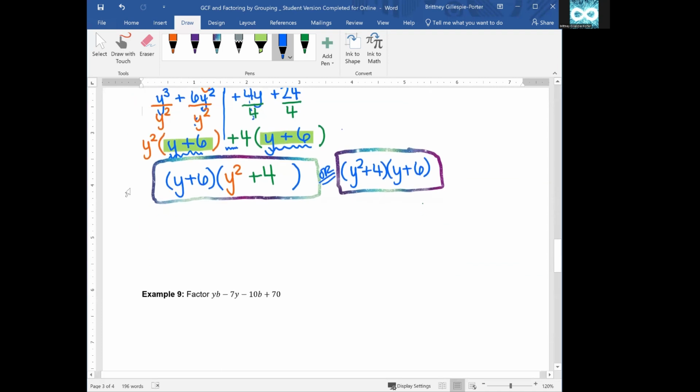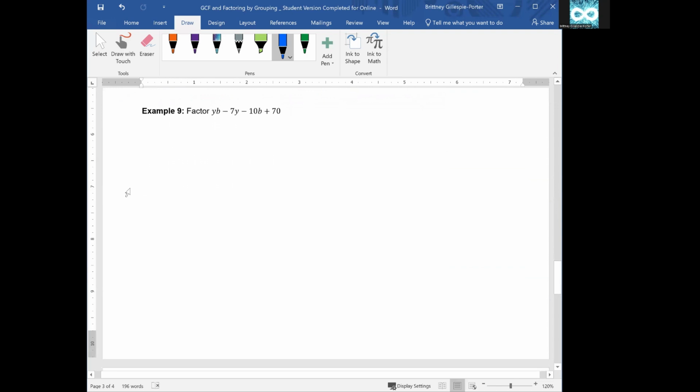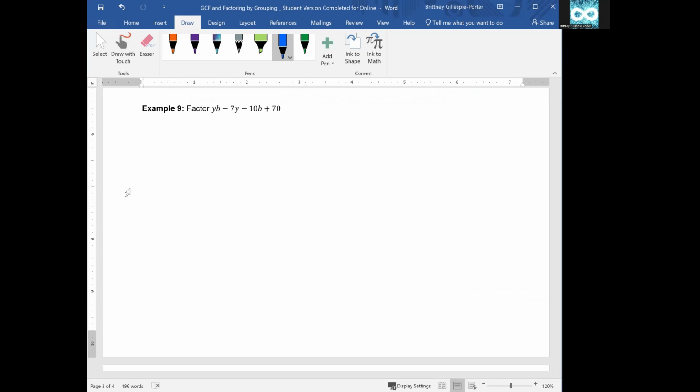Let's try another one. We have yb minus 7y minus 10b plus 70. So let's go ahead and try to do the split again, first and last. So first two, last two. I'm going to rewrite my terms down here and make my wall concrete. So yb minus 7y, wall, and negative 10b plus 70.